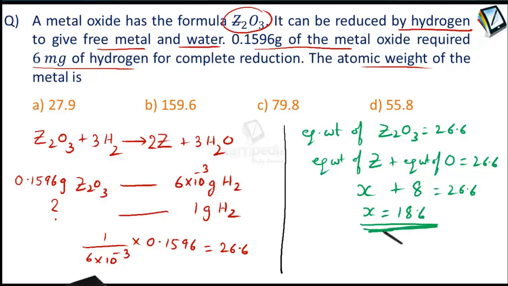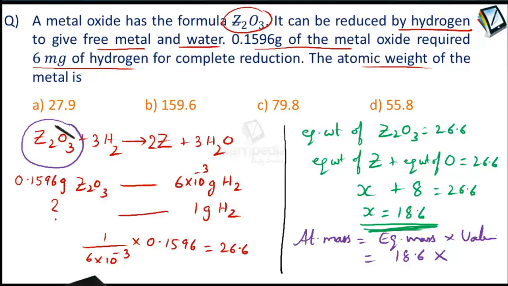So once we know the equivalent mass of the metal, we can calculate the atomic mass of the metal by using the formula atomic mass is equal to equivalent mass multiplied by valency. What is the equivalent mass? That is equal to 18.6. What is the valency? It's not given. But how you will get the valency of the metal? It is directly from the formula.